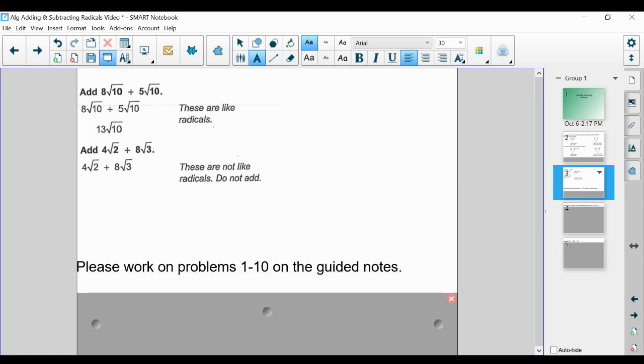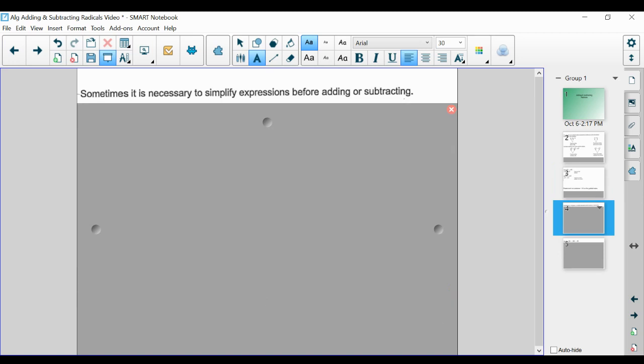Awesome. With this in mind, please work on problems 1 through 10 on the guided notes and resume when you're ready to move forward. All right, if you're listening to my voice, that means you worked on the front side of your guided notes and you're ready to go on to the back side.